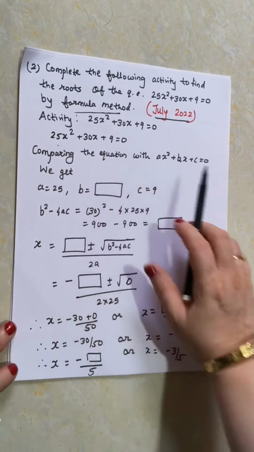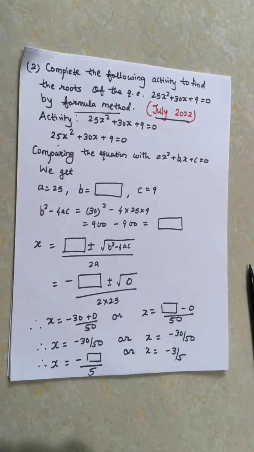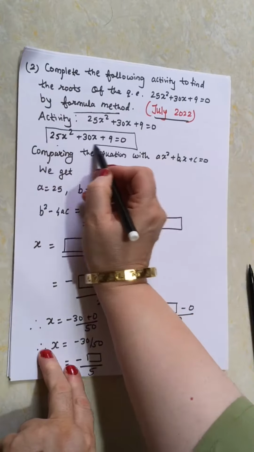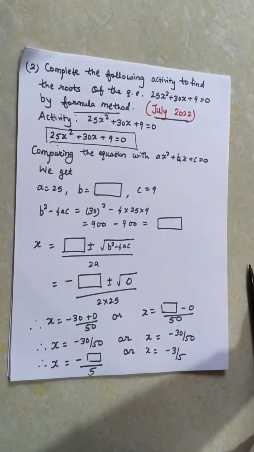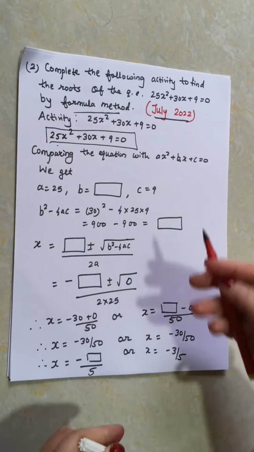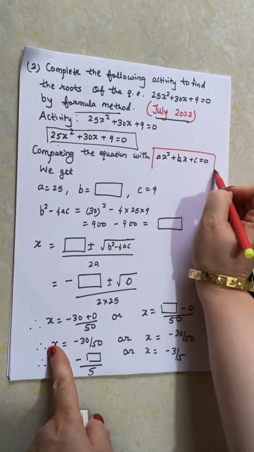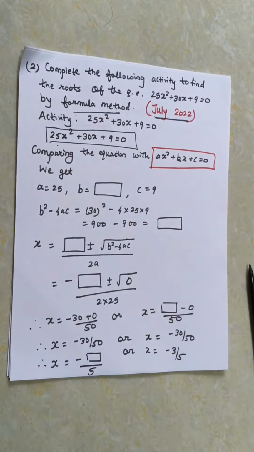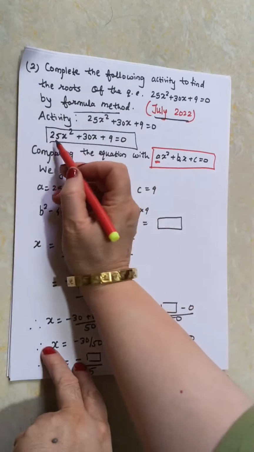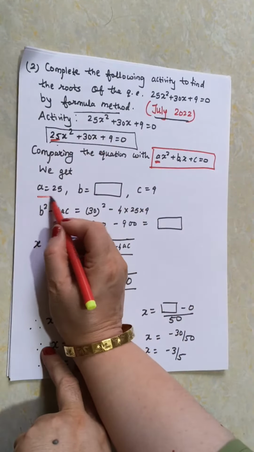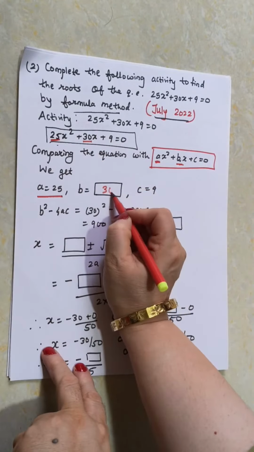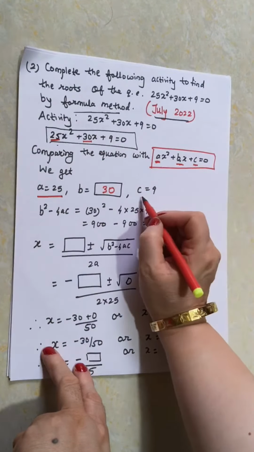Compare this equation with ax square plus bx plus c is equal to 0. So this quadratic equation, we are going to compare it with the standard form. So what is the standard form? That is ax square plus bx plus c is equal to 0. So what is a here? It is 25. Already written, a is 25. What is b? b is 30. And what is c? That is 9.